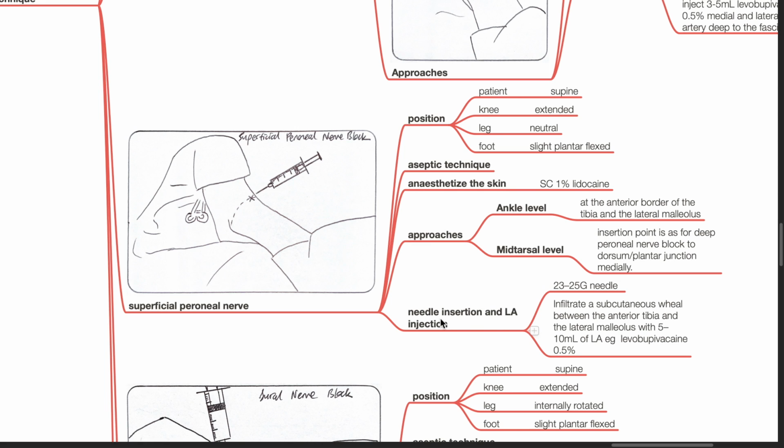Needle insertion and LA injection. Use a 23 to 25 gauge needle. Infiltrate a subcutaneous wheal between the anterior tibia and the lateral malleolus with 5 to 10 ml of LA, such as levobupivacaine 0.5%.